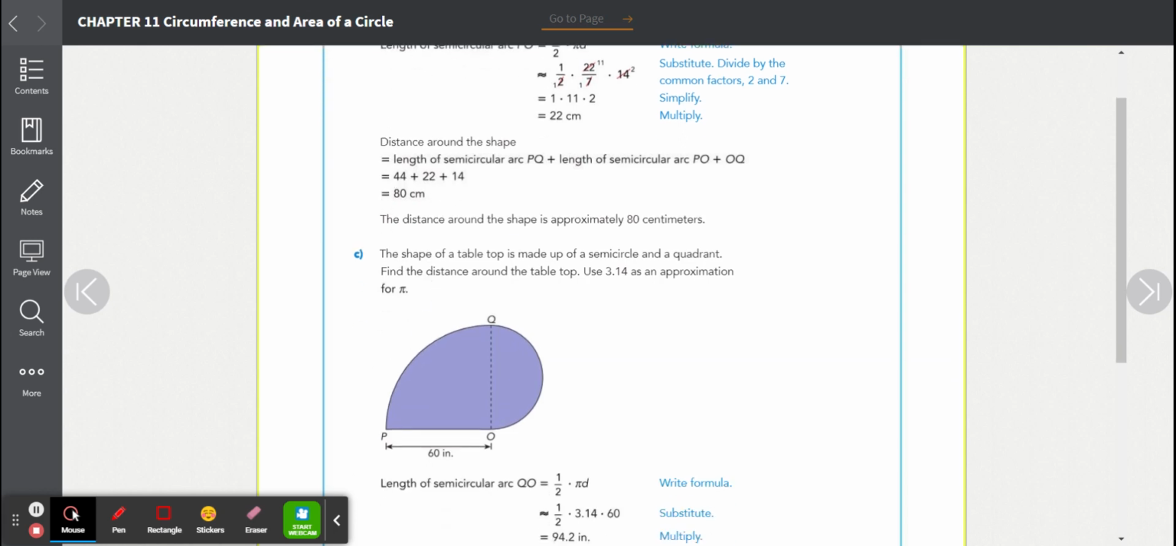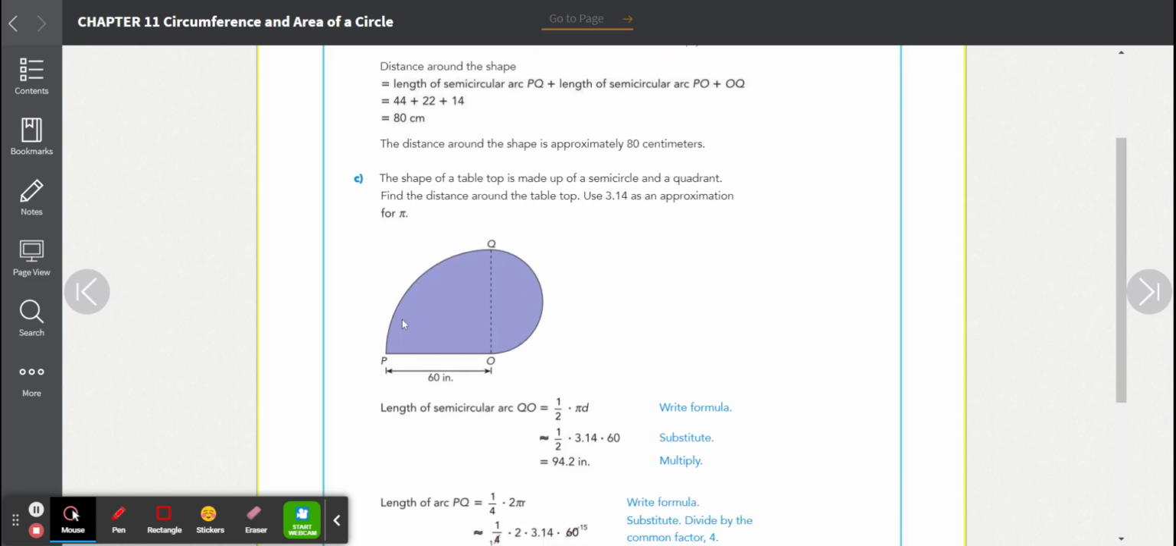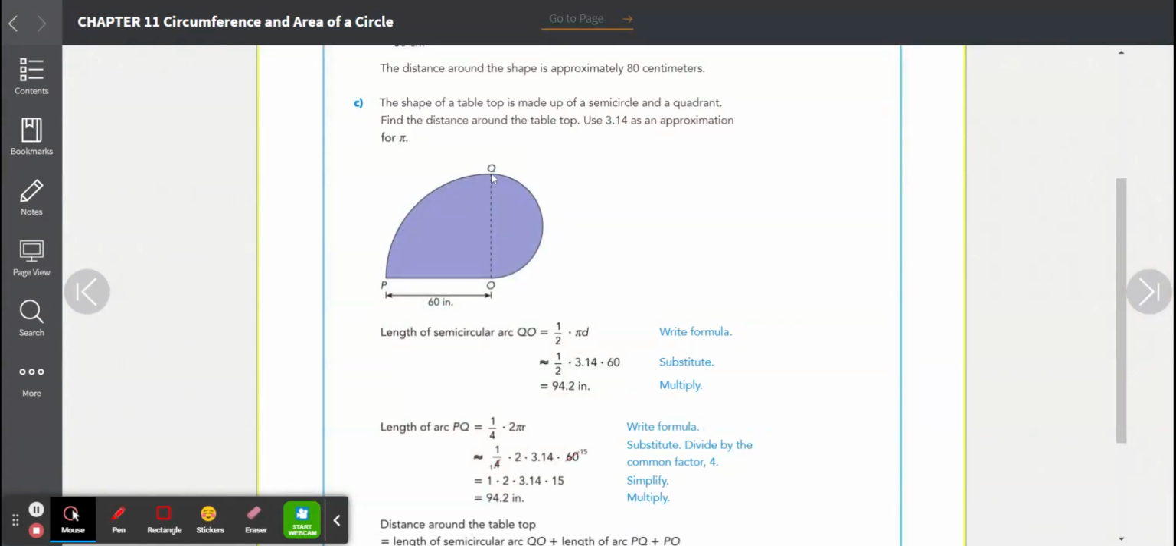Finally, we have the shape of a tabletop that is made up of a semicircle and a quadrant. We need to find the distance around the tabletop. We're going to use 3.14 in our example for pi here. So again, just like last time, we're going to find the length of the semicircular arc QO for my semicircle. We're going to find the length of my quarter of the arc, PQ, and then I'm going to add those together along with my flat line, which is 60 inches.